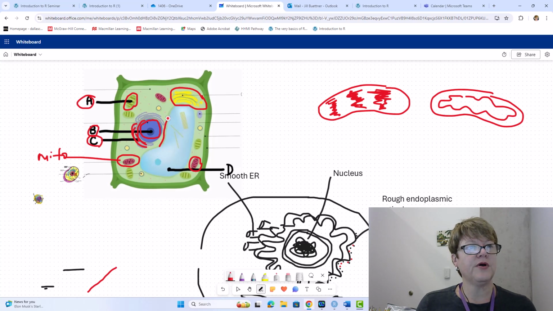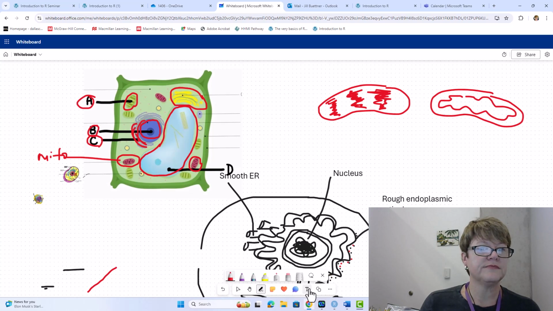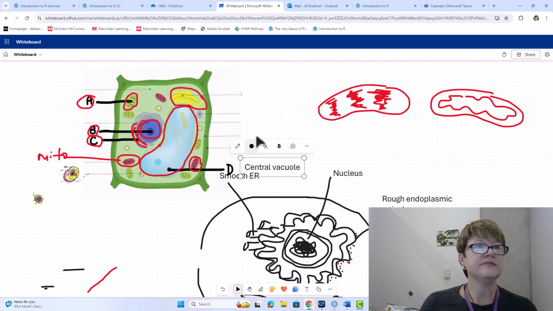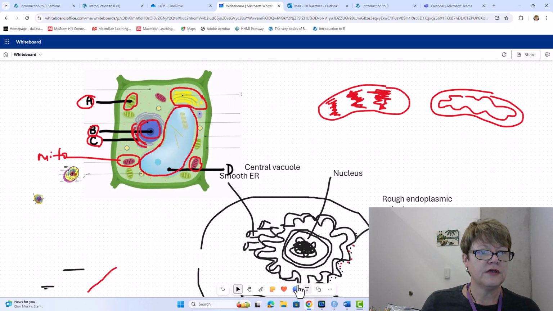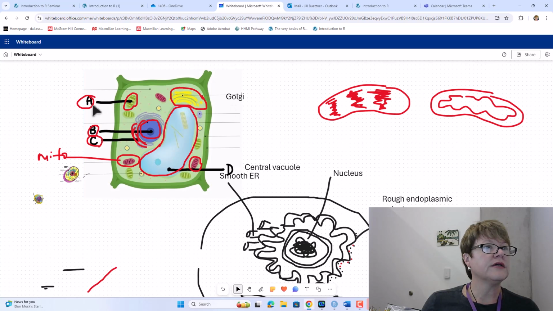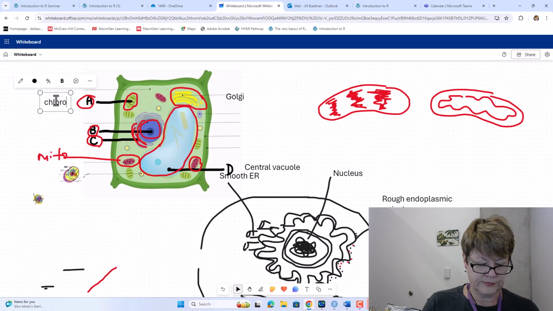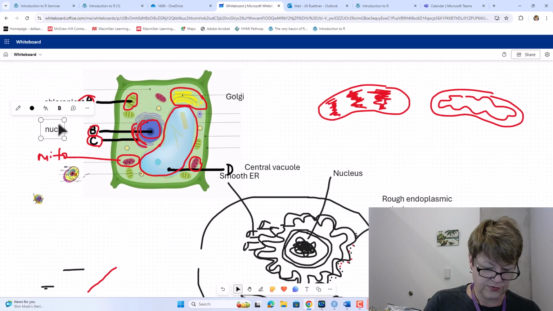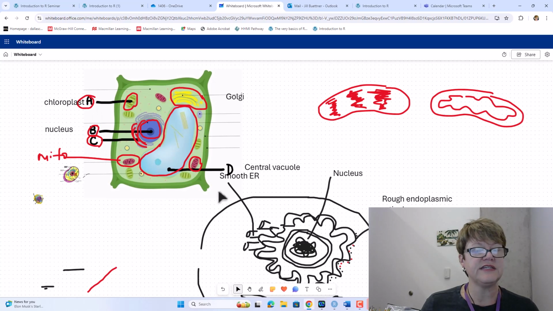And then this big compartment full of water, you may remember from lecture, is only found in plant cells, and that's called the central vacuole. So D is the central vacuole. Let me type things on all this. Text here. This is Golgi. And A is chloroplast. And B, I would say nucleus, or could be DNA or chromosomes. So whatever's in the answer selection, pick the right one. And then C is rough ER.